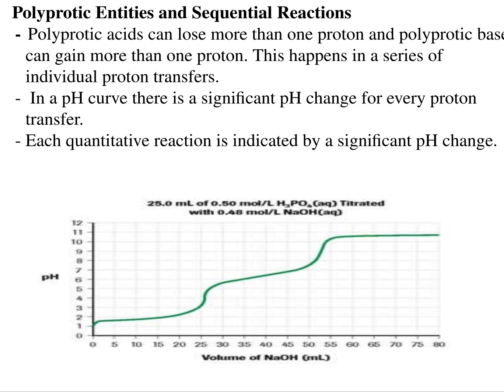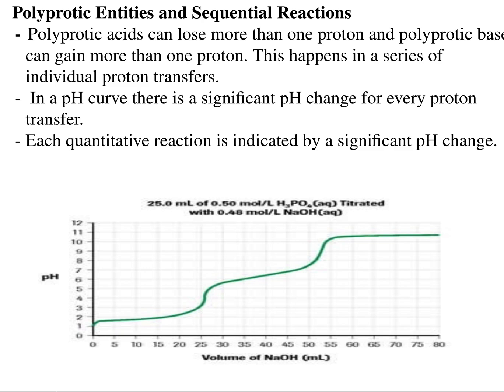taking place. Now, polyprotic acids and bases can give or accept more than one proton. And what that means is that the pH curve changes so that we actually see two equivalence points instead of just one. And we get additional buffering zones, the relatively flat regions, for every equivalence point that we add as well. So just by looking at this diagram, I can tell that we are dealing with two acid-base reactions.